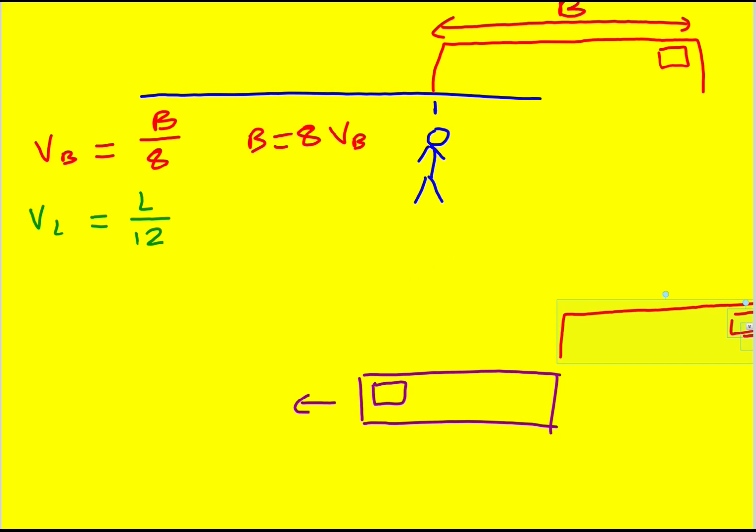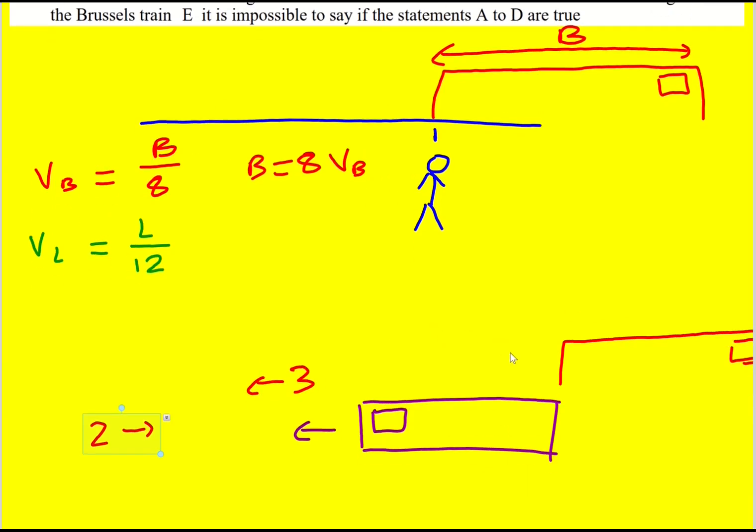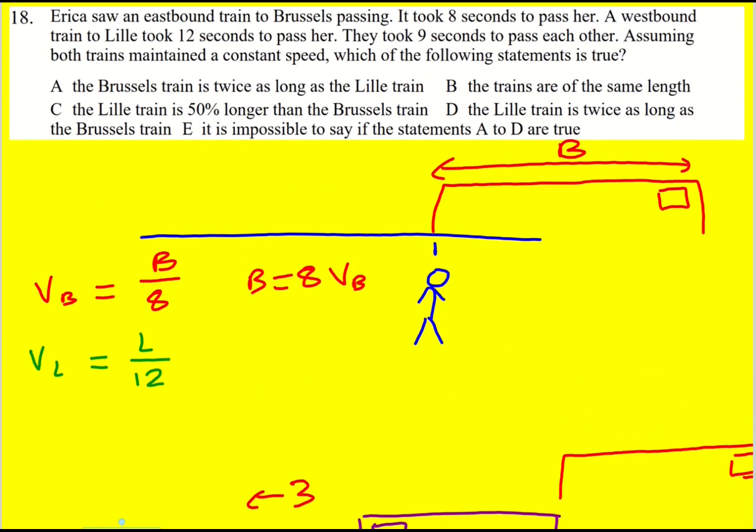If you go 2 meters per second this way and 3 meters per second that way, basically your combination is 5 meters per second. Like that's the change in meters per second. So we can write down that VB plus VL, this relative velocity, is going to equal B plus L divided by 9.